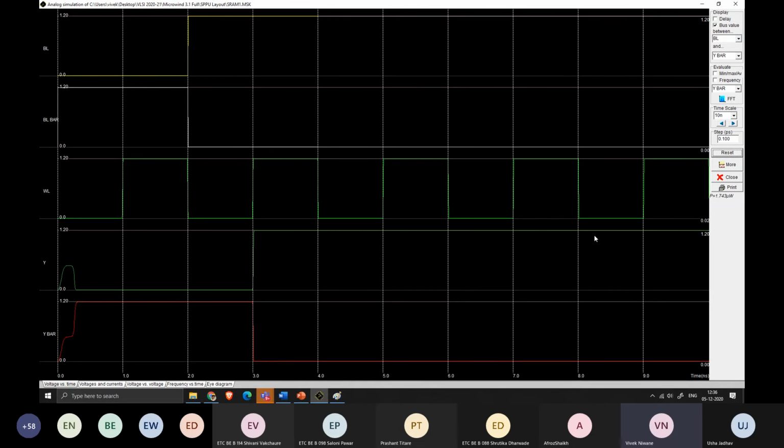The previously written value got latched inside the cross-coupled inverter. Okay, so if we change the value afterwards, definitely accordingly we can see the effect on the output Y. Output Y is used to see the values inside the cross-coupled inverter, that is your SRAM cell.